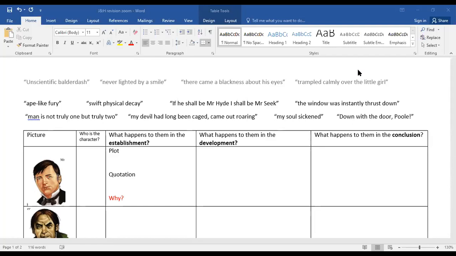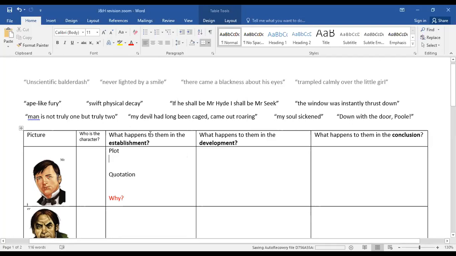Thank you very much, really, to help you with your structure of how to answer your Jekyll and Hyde question. You get a choice of two, one of which is likely to be a question on character, and one of which is likely to be a question on theme, and you can choose either or. What I'm going to tell you is a structure about how to tackle it if it's a character question, but a lot of this will help either way.